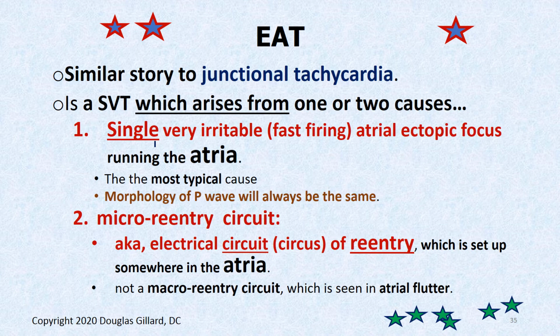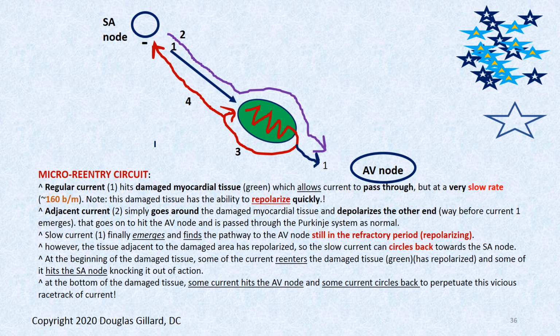This AKA for micro reentry circuit is circus movement or reentry circuit, or sometimes they'll just call it re-entry, but I'll use the whole micro re-entry because there's also a macro re-entry circuit that's often the cause of atrial flutter. So you can read through this, but here's the SA node, and if you haven't reviewed, I've told you to review my video on the conduction system of the heart, and there's plenty of good videos out there on that. I assume you know that's the SA node. Bachmann's bundle, you know the deal.